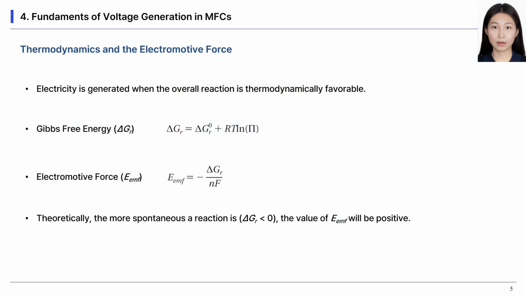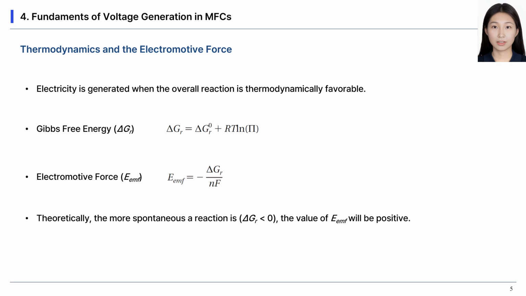Electricity generation in microbial fuel cells, or MFCs, is fundamentally a thermodynamic process. For electricity to be produced, the overall reaction must be thermodynamically favorable. This is measured using Gibbs free energy, which tells us the maximum amount of work that can be derived from a reaction. If the Gibbs free energy is negative, the reaction is favorable, meaning it can spontaneously generate energy.